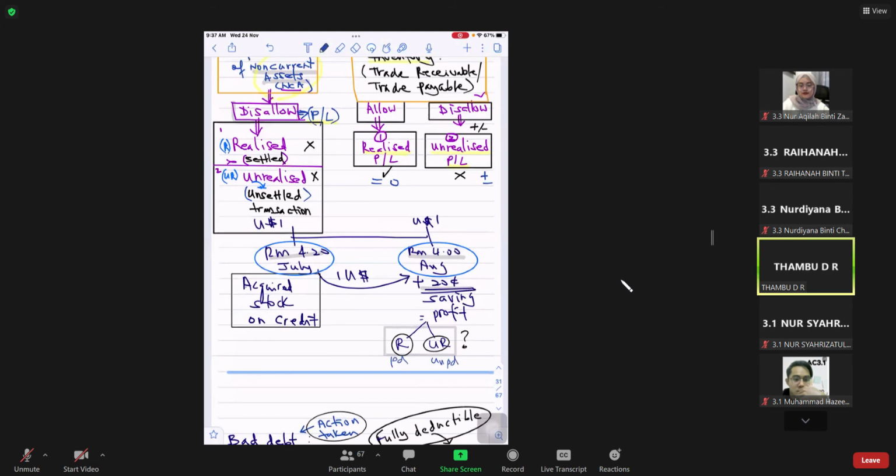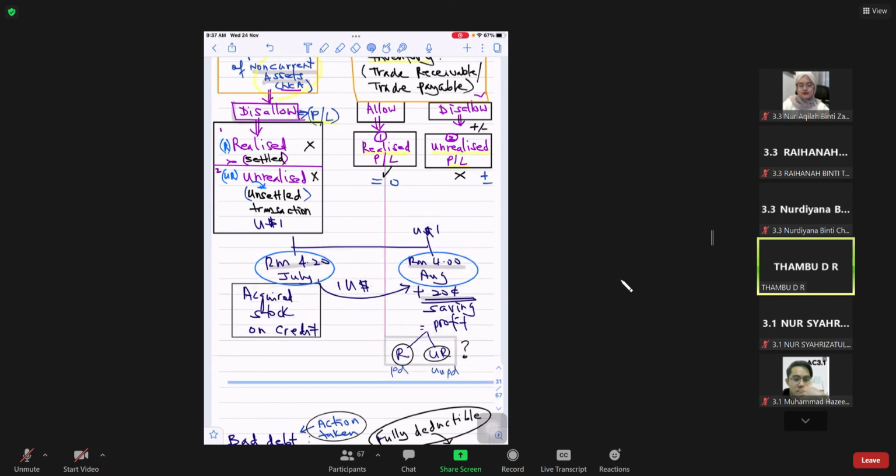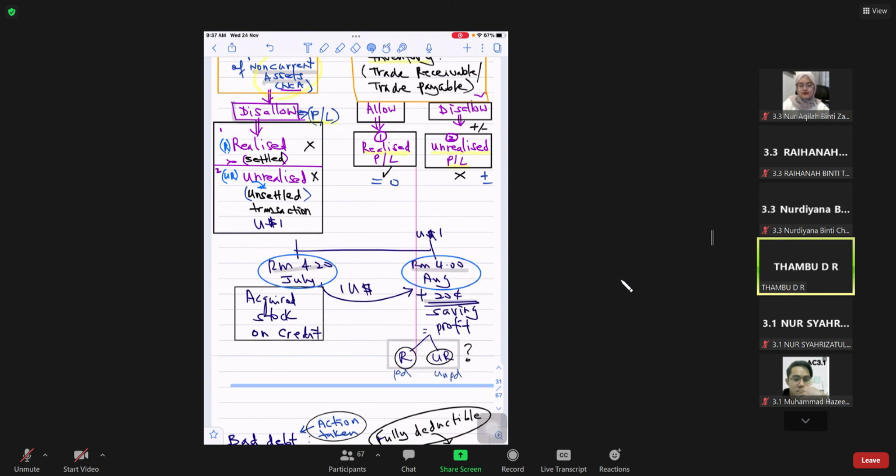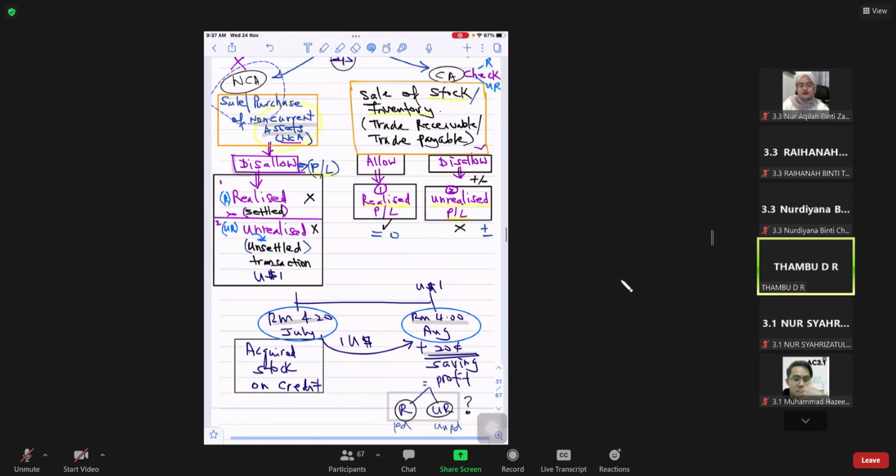Unpaid, that means book loss, book profit. Book loss, book profit, we don't allow. Okay, we only allow actual profit, actual loss, and that is only for the following item. That is for this. Allow for that if paid. Not allow unrealized. Non-current asset, everything not allowed.